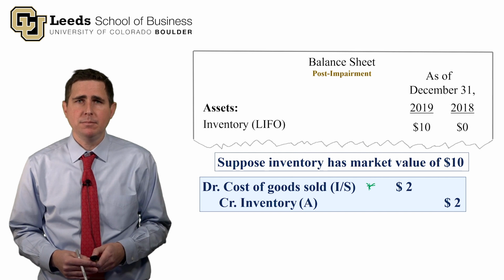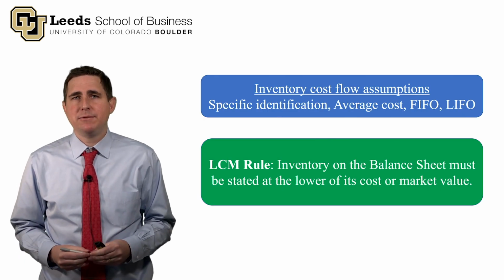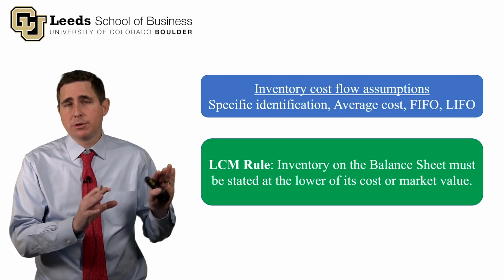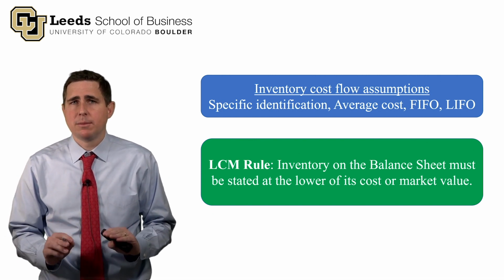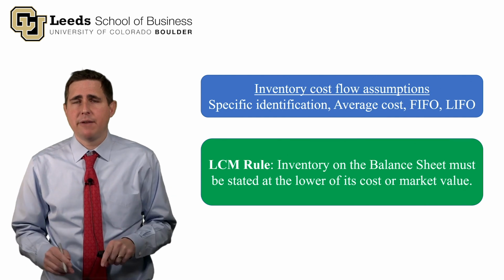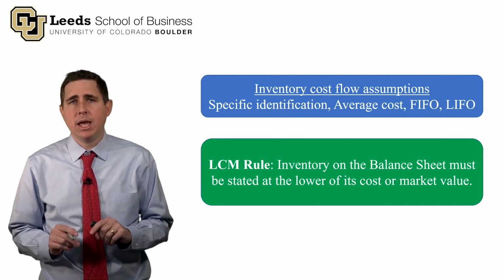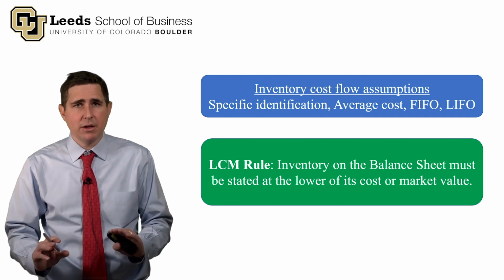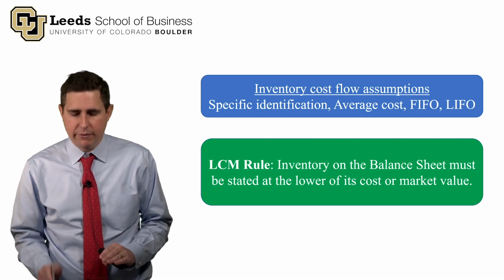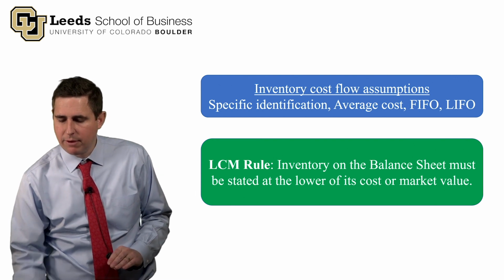Okay? So just to recap, in this video, we first talked about some of the journal entries and the T account for inventory. Then we talked about the inventory cost flow assumptions, specific identification, average cost, FIFO and LIFO. And finally, we talked about the LCM rule, which says that inventory on the balance sheet must be stated at the lower of either its cost or its market value.